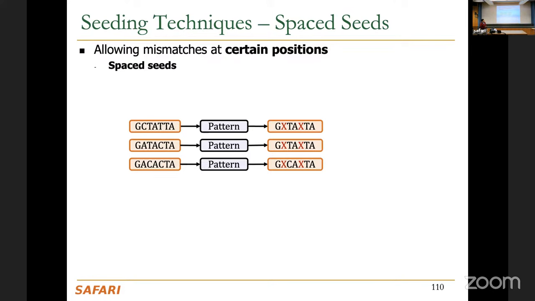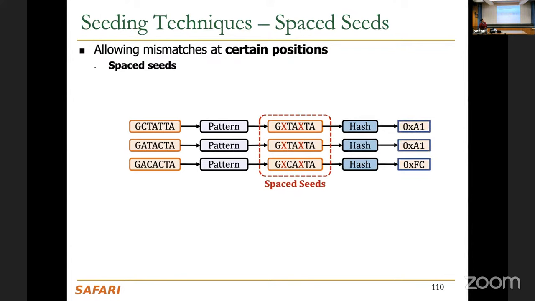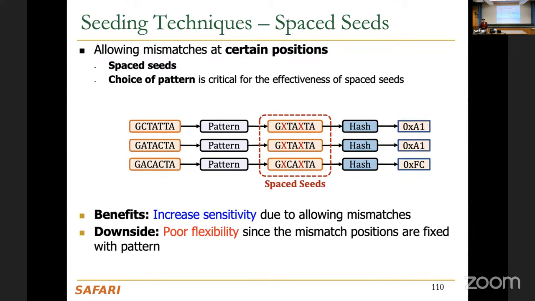So the technique known as spaced seeds tries to alleviate that by inserting essentially don't-care characters into the sequence. It applies a particular pattern, picks some fixed positions in your sequence, and inserts don't-care characters. If you are lucky enough that the mismatches happen at the positions where we inserted the don't-care characters, then we may generate the same hash value because we just didn't care about those characters. This allows us to increase the sensitivity. But the problem with this approach is poor flexibility, because we're still fixing the positions where these mismatches should happen.